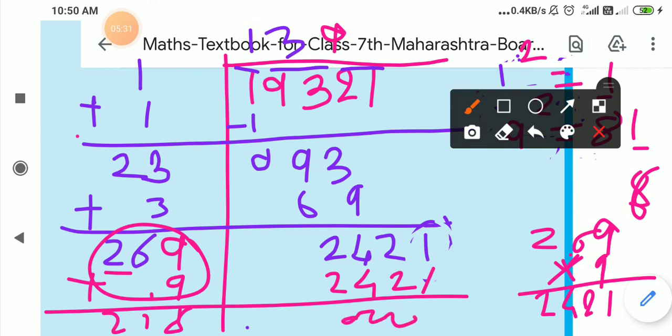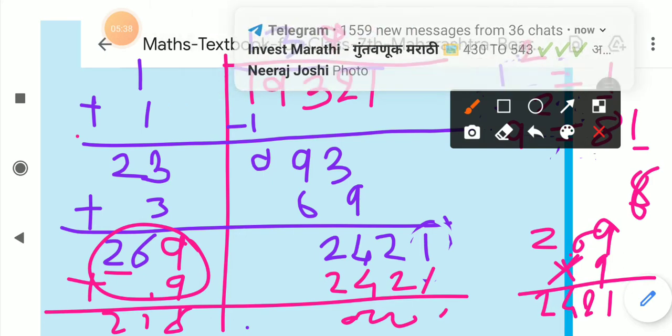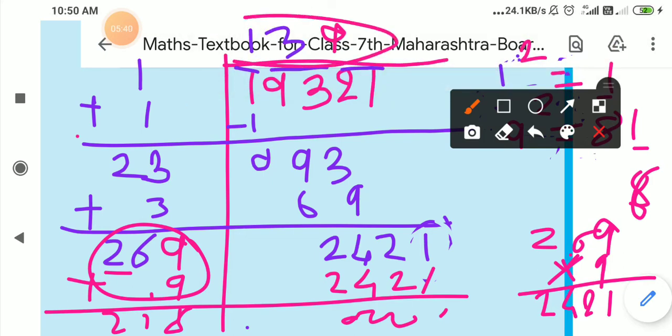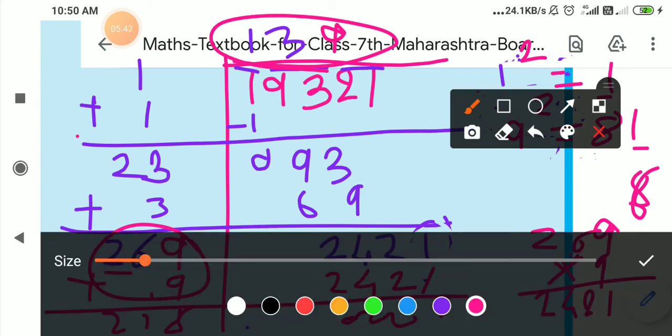Answer is 0. Okay, so 19,321 is the square of 139. 139. Understand all of you? So this is the square root method.